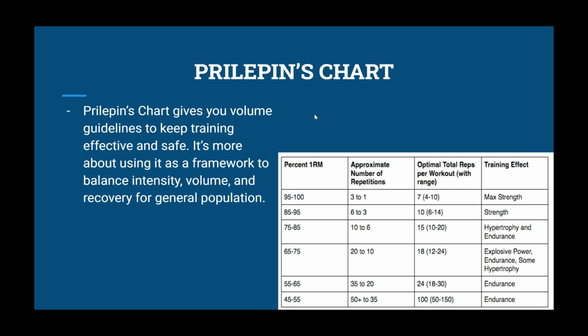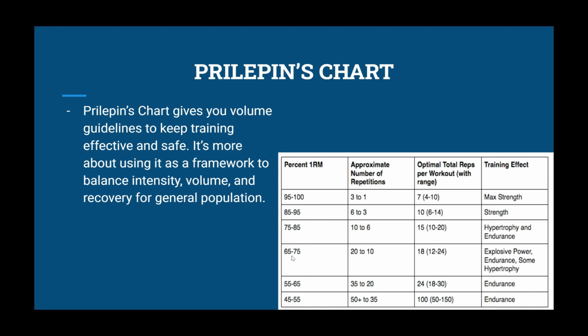So what we're looking at with Prilepin's chart here is based on percent of 1 rep max. If you do not have a 1 rep max, that is okay. Just take your RPE, and if they're saying that's a 7 out of 10, call that 70% and go from there. It's not an exact science, but it will get you most of the way there for a majority of the population.